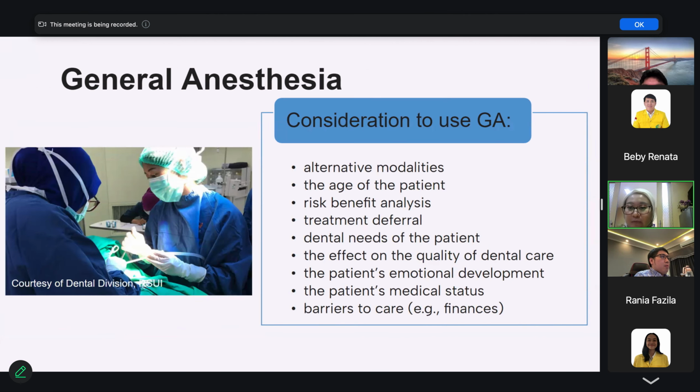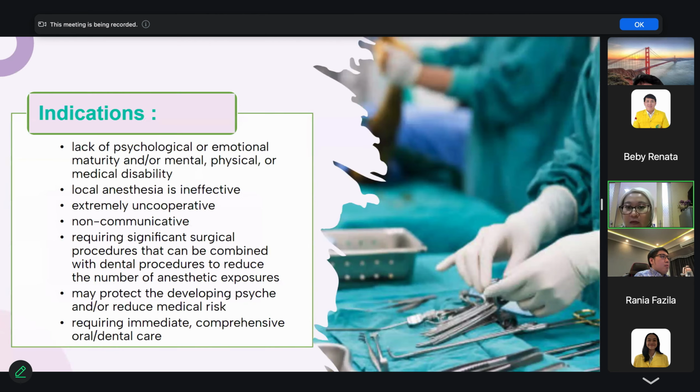And the last option is general anesthesia. So you need to consider the extent of the dental treatment needs and the cooperation level of the patient. This GA is suitable for the uncooperative patient who is unable to communicate, and those who need immediate dental treatment, but it should be comprehensive treatment, or those who are contraindicated for local anesthesia.